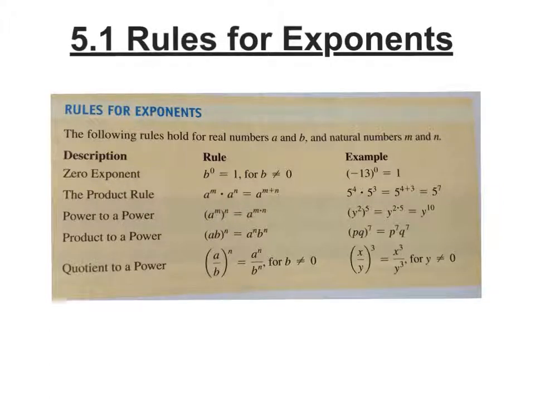This is section 5.1, Rules for Exponents. This chapter is mostly about how to combine terms, or how to multiply and divide things if they have exponents. You can see there's a bunch of rules here: the zero exponent, product rule, power to a power.